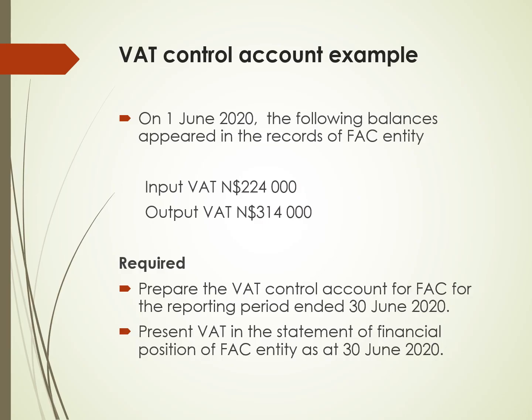Let us look at an example using the VAT Control Account. On 1 June 2020, the following balances appeared in the records of FAC entity. Input VAT amounted to 224,000 Namibian dollars, while output VAT amounts to 314,000 Namibian dollars. You are required to prepare the VAT Control Account for FAC for the reporting period ended 30 June 2020. And finally, you are required to present VAT in the Statement of Financial Position of FAC entity as at 30 June 2020.